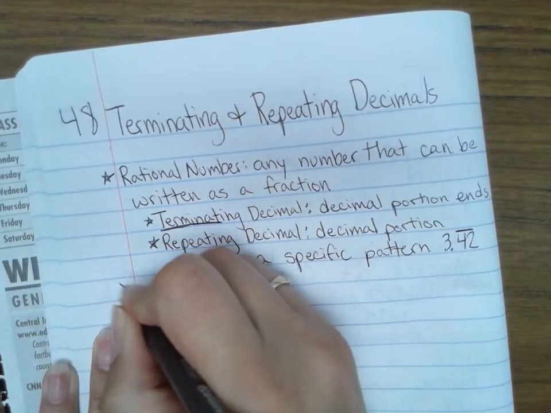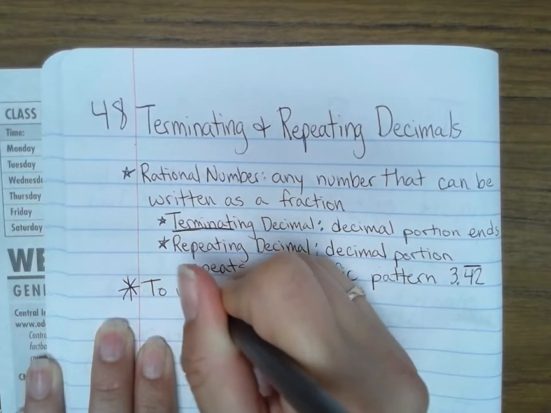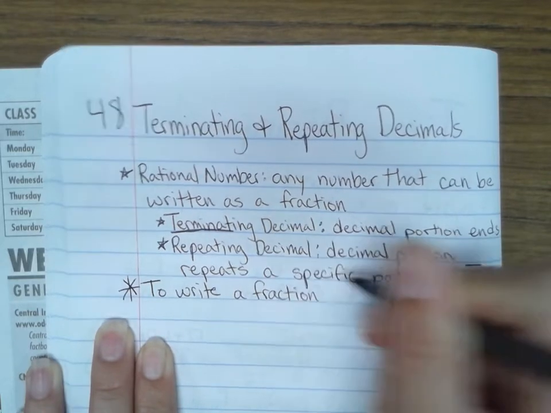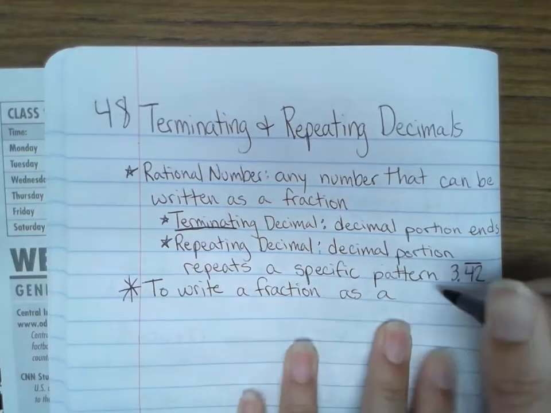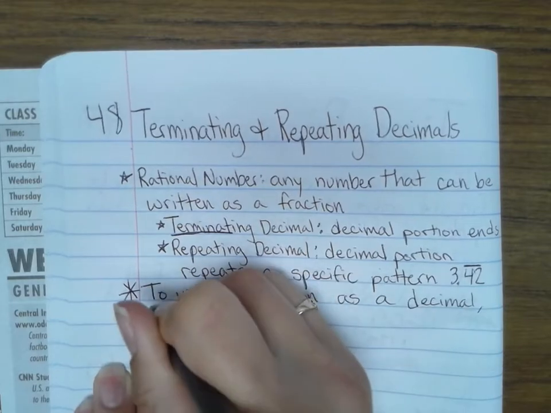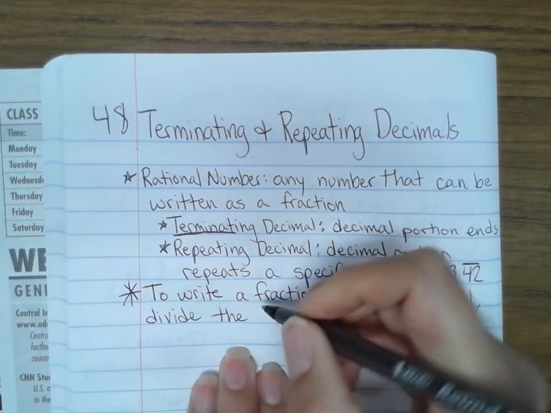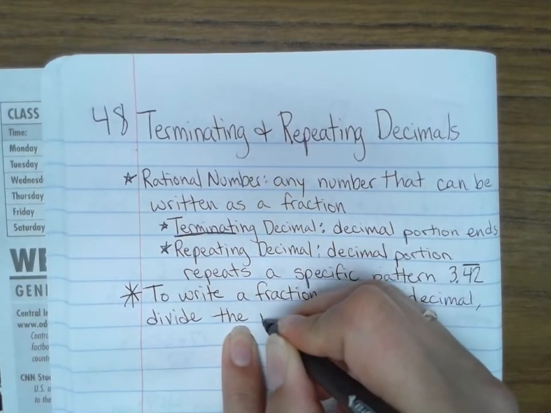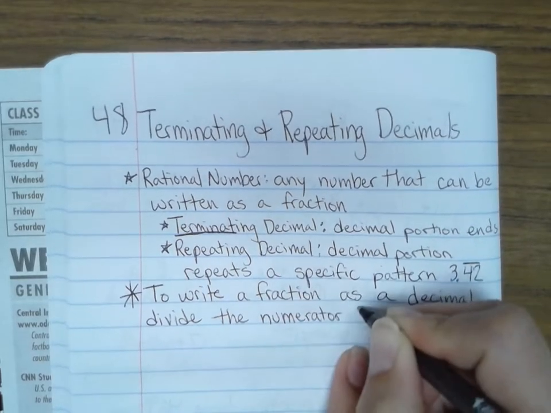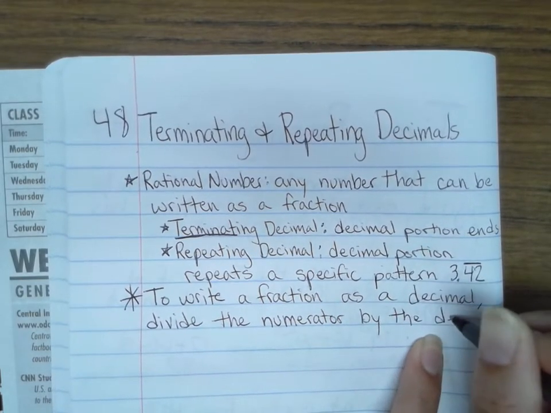Okay, so here I want big stars to write a fraction as a decimal. Divide the top by the bottom. Let's be more specific. The numerator, which is the top of the fraction, by the bottom, which is the denominator.